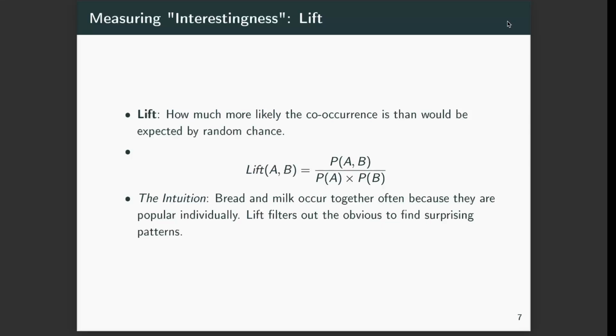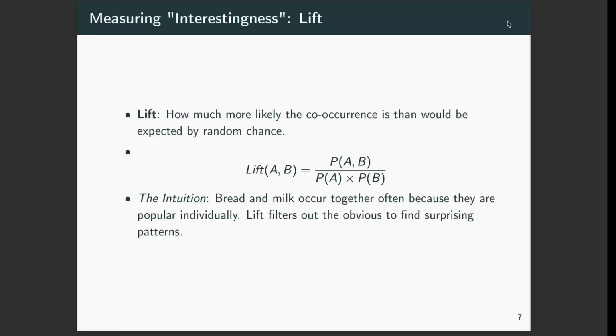Lift is the measure that makes association analysis genuinely powerful and genuinely interesting. Let me explain it carefully, because it is a beautiful idea. Lift measures how much more likely the co-occurrence of A and B is compared to what we would expect purely by random chance. The formula for lift is lift of A comma B equals P of A comma B, the joint probability, divided by P of A times P of B, the product of the individual probabilities.